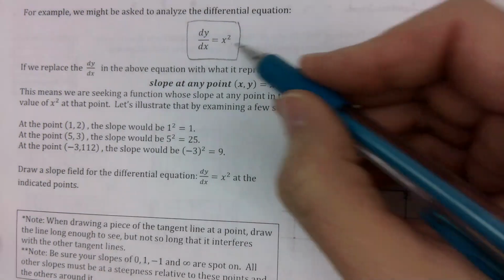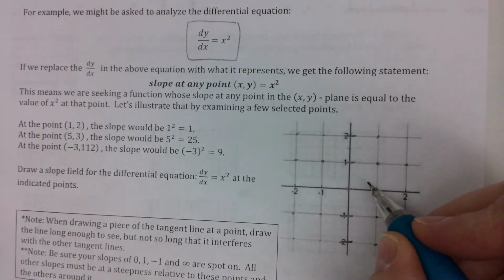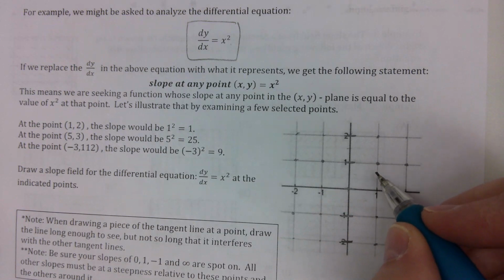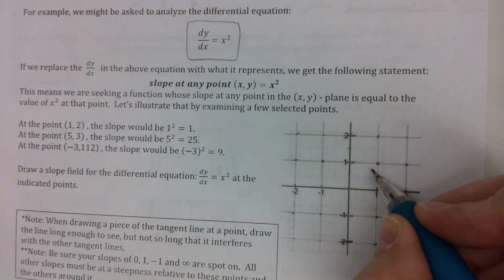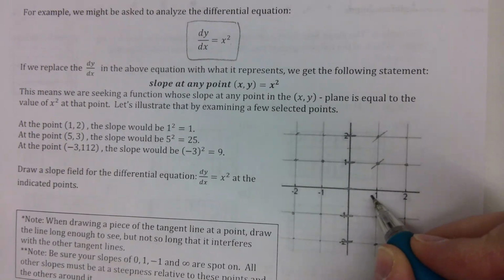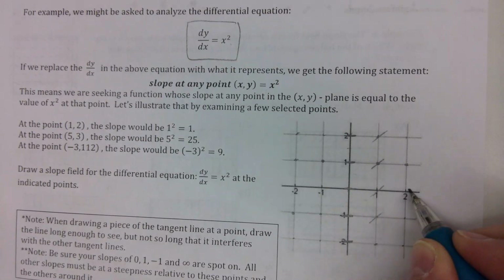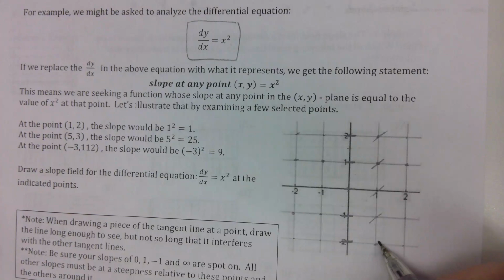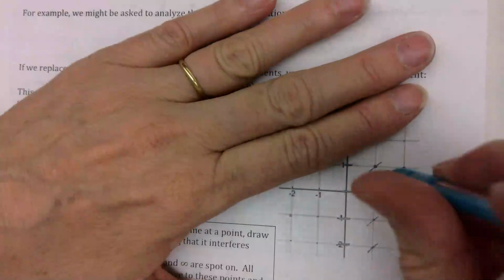All right. All of the x values on these points, 1. What's 1 squared? How do I draw a slope of 1? 45 degrees, right? So we're going to go 45 degrees. I'm actually just mentally rise 1, run 1. This one doesn't look great.